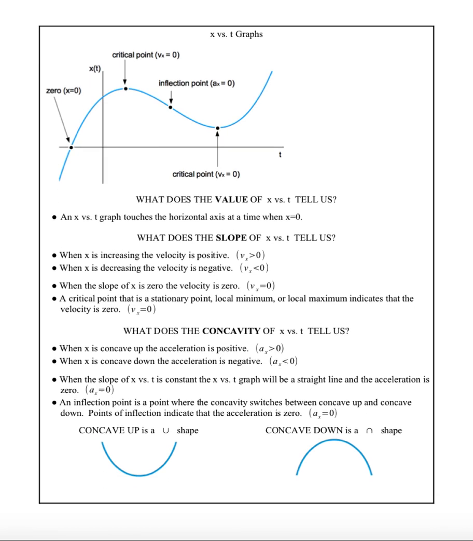One of the things to look for is critical points. These could be minimums or maximums, they're called. They're turnaround points for the graph. These will be places where the velocity of the object is 0.